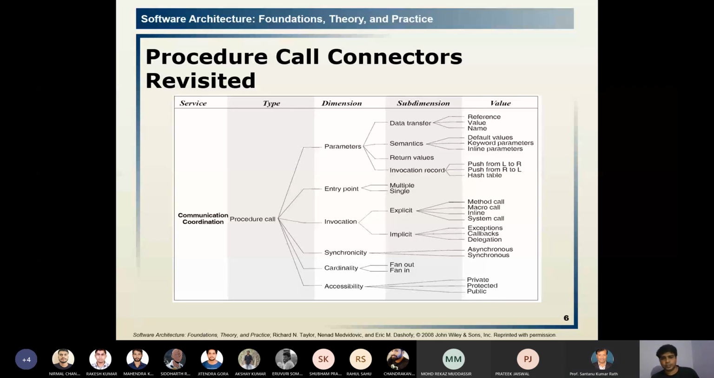If it is the synchronicity dimension, you have to check if the communication is asynchronous or synchronous. If we consider the accessibility, then we have to check if the connection is a private connection, a protected connection, or any open access or public access connection. So these are the things we have to consider.